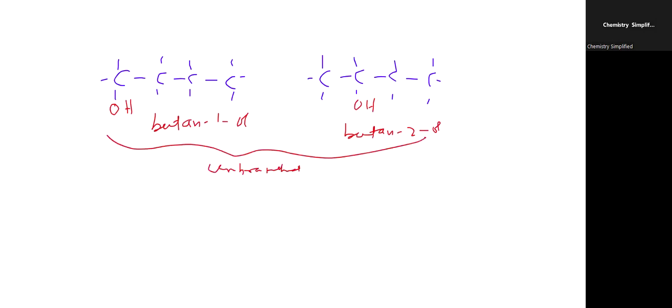If you want a branched isomer, then first of all you need to form a branch. So 4 carbon atoms there. Make 1 carbon atom a branch, 3 in the straight chain, and then you can add the OH anywhere. You can add the OH here, or add the OH to this carbon, or to this carbon. Okay, that's how you get the branched isomer.